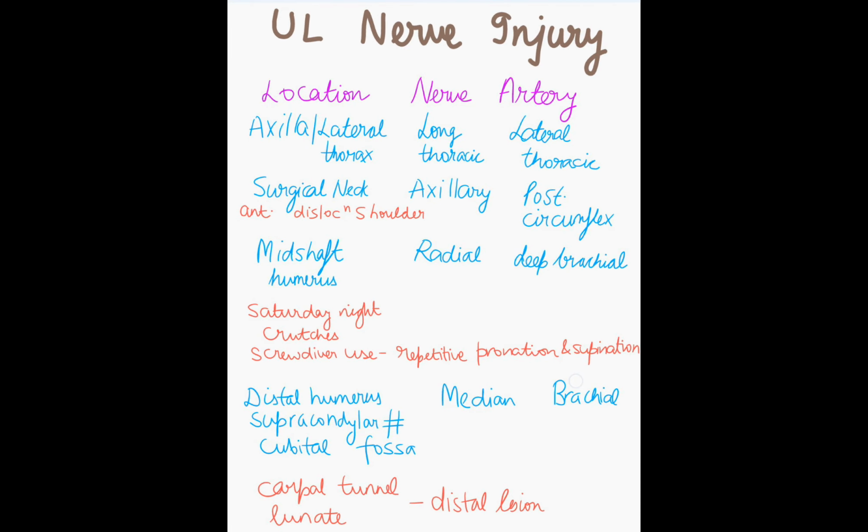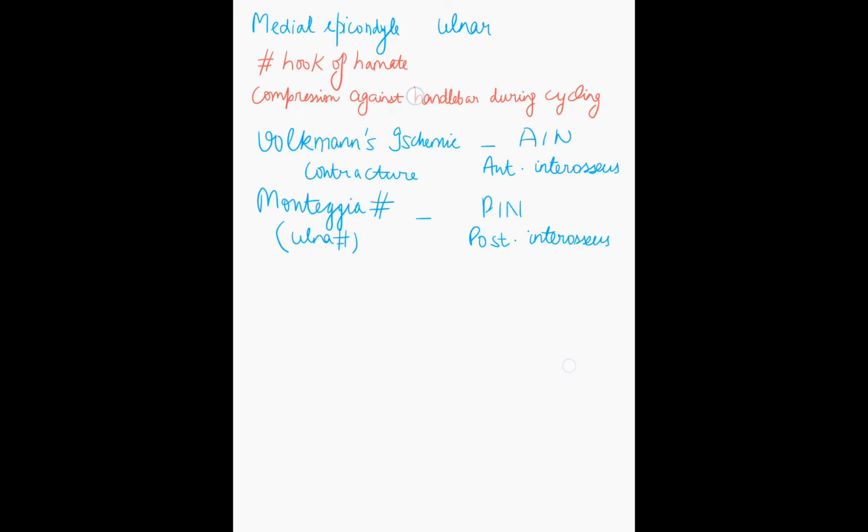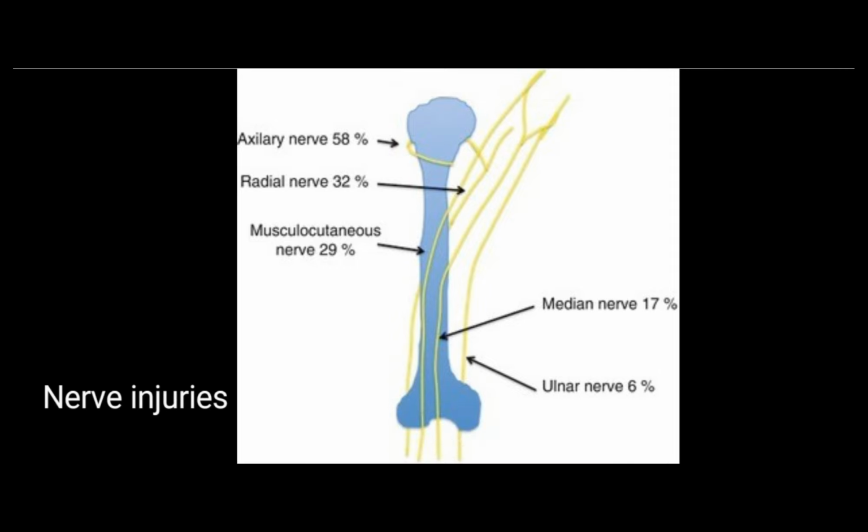So let's remember again. Axilla, lateral thorax: long thoracic. Surgical neck or shoulder region: axillary. Mid-shaft, Saturday night, crutches, screwdriver use: radial. Distal humerus, supracondylar, cubital fossa: median. Carpal tunnel, lunate: median. Then hook of hamate, handlebar and medial epicondyle: ulnar. Volkmann's: AIN, Monteggia: PIN. Then here is a diagram showing which nerve injuries are common.